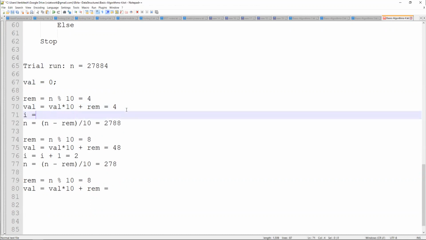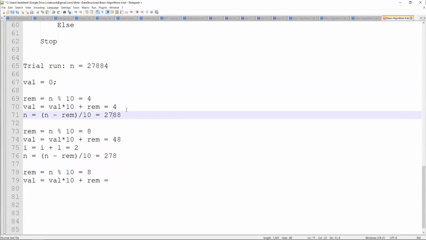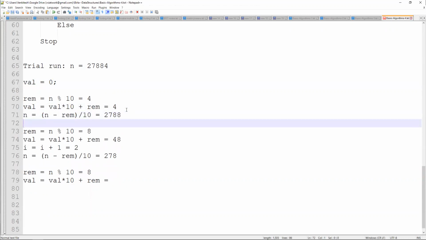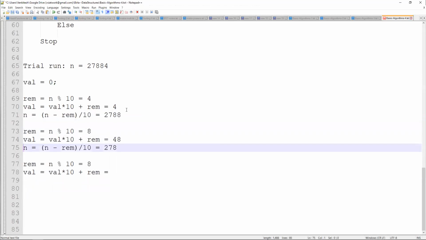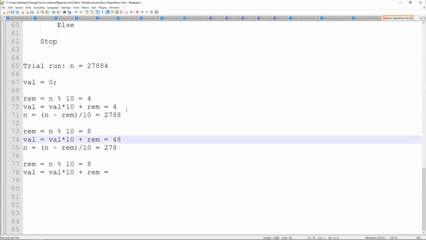And then we don't have this i equal to i plus 1 business, just this much. Then n is equal to (n minus rem) by 10, which is 2788, as we saw before. Okay. Then I'll again repeat this in the next cycle. Remainder, now n mod 10, last digit 8. Then val changes to the current value of val times 10 plus rem. The current value of val is 4. So 4 into 10, 40 plus remainder 8 is 48.